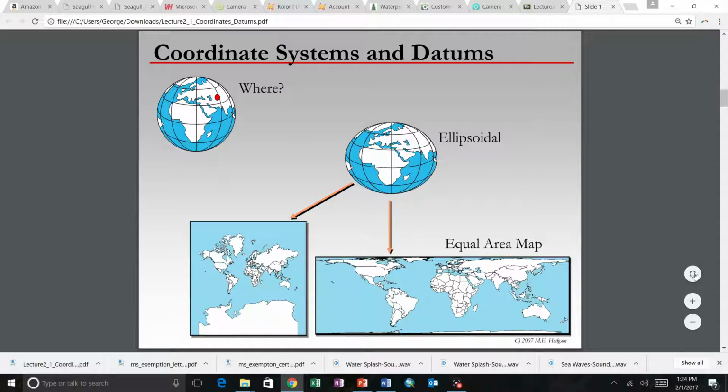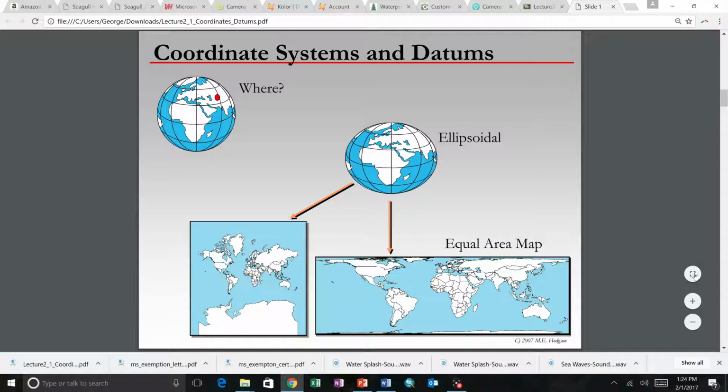All right, so we're going to talk a little bit about coordinate systems, and the first coordinate system that we're going to talk about is latitude and longitude. So, where you are.